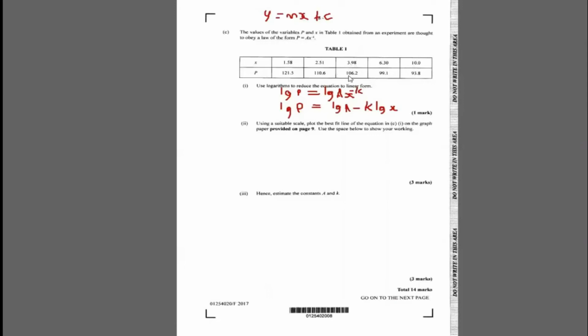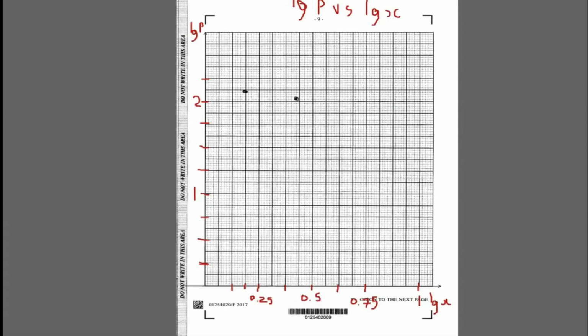Then log 3.98 to log 106. So the log of 3.98 is 0.6. So I'm just going to go 0.6, 0.81. All right. Then the log of 106.2 is 2. So we're going to go 2 to 0.6. 0.6 to 2.